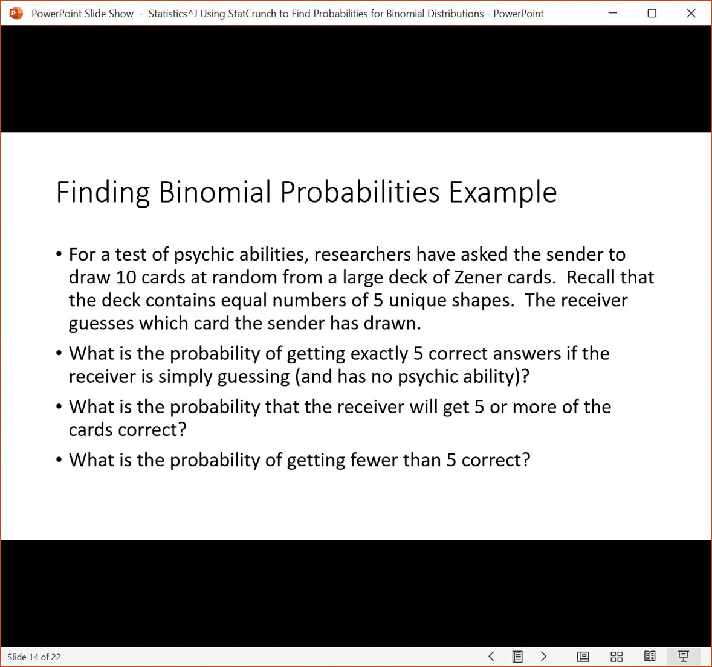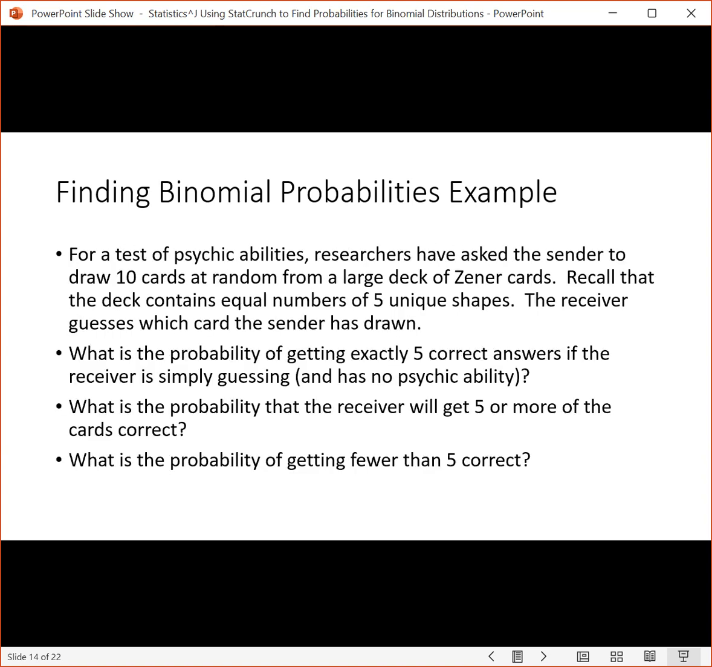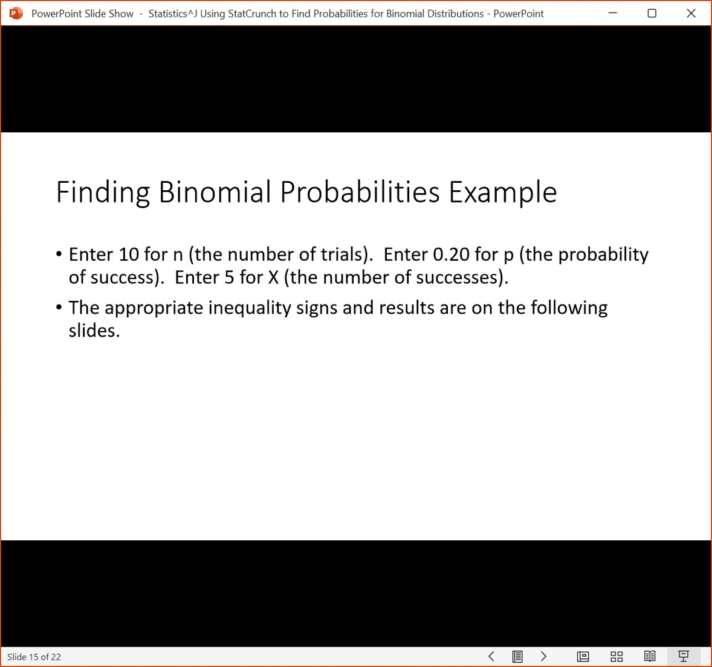Again, assuming no psychic ability, what's the probability of getting fewer than 5 correct? All right, so what we want to do is set the number of trials, that's the number of cards that are being drawn at random. The number of cards that are being drawn at random is 10.